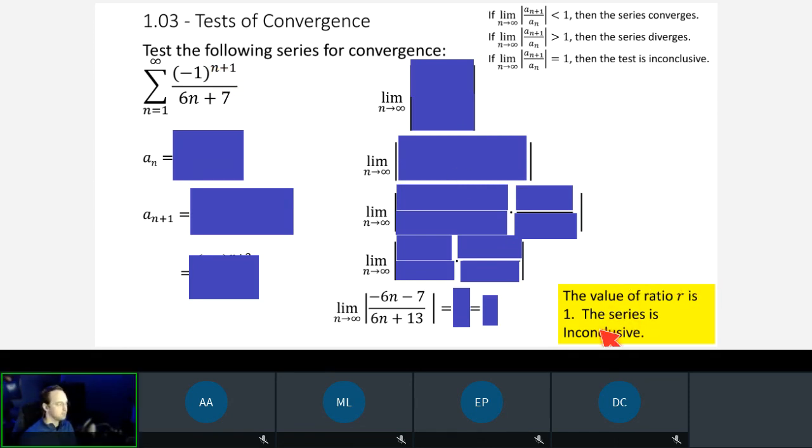So, oh, I uncovered the answer. Oh man, you guys can see the answer. Let's pretend nobody saw that. Nobody saw that.